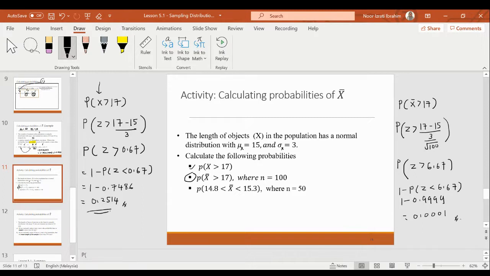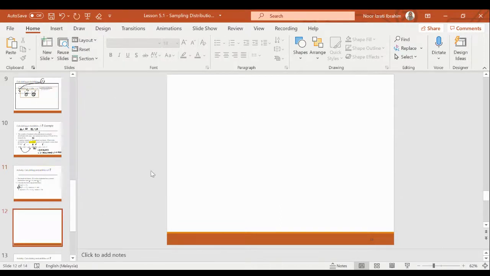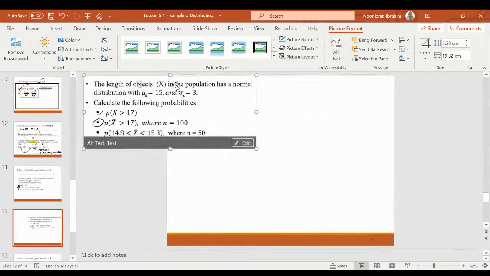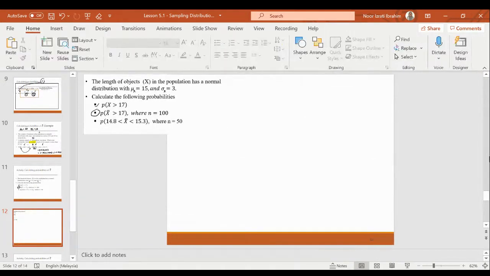The third question, let me do it on a new page. Okay, for the third question, we want to find the probability of x bar, but now x bar is between two values, 14.8 and 15.3, where the n value is now 15. To do this, of course, you have to transform x bar to become z.